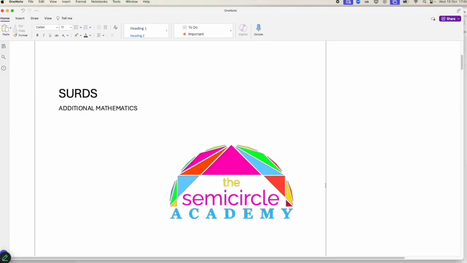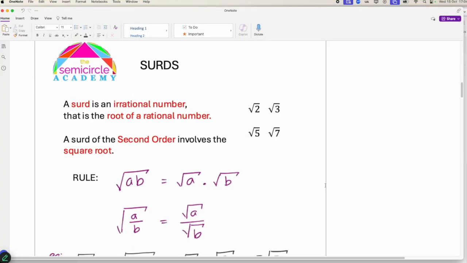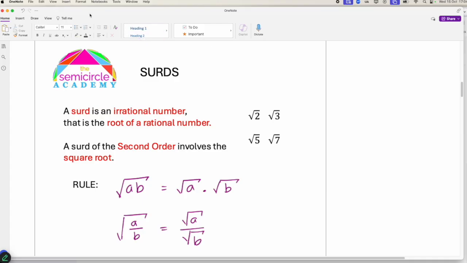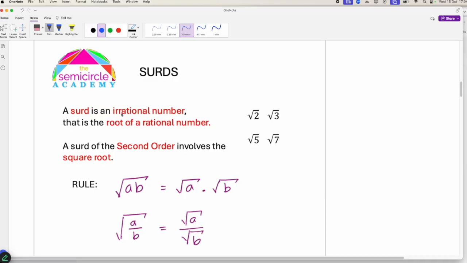Today we're going to be doing surds. So what is a surd? A surd is an irrational number, like the square root of 2. We do not actually know the real value of the square root of 2; it goes to infinity. The square root of 3, the square root of 5, the square root of 7, the square root of 10, the square root of 11, all of those are irrational numbers. They're not perfect square numbers at all.